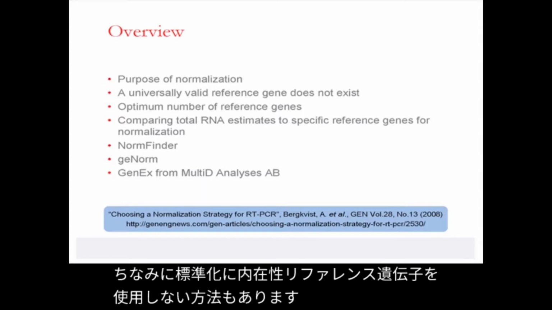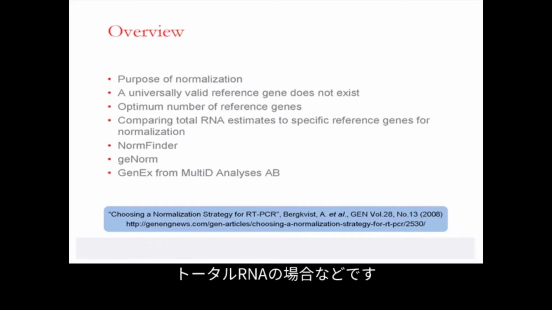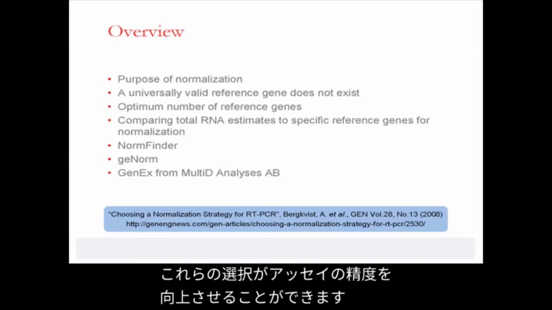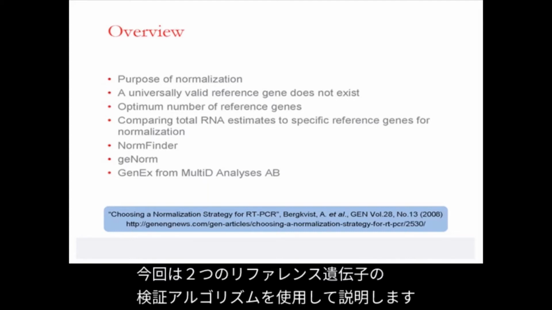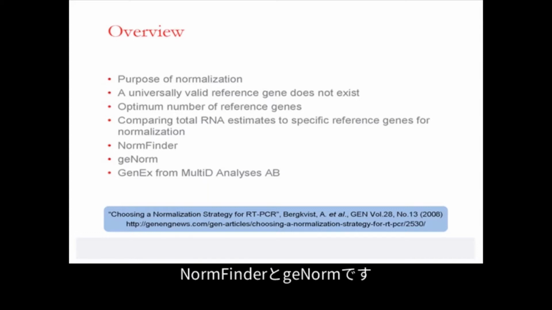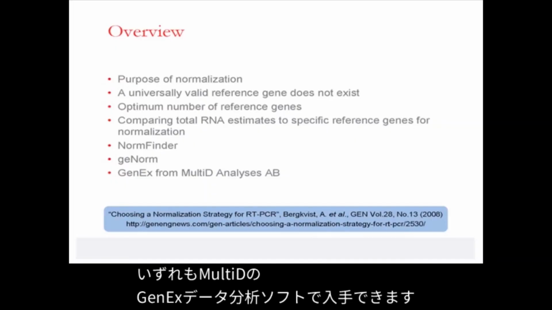In passing, we would also like to mention that there are alternatives to using endogenous reference genes for normalization, including using estimates of total RNA. Depending on the specifics of your particular assay, this or other alternatives may be competitive options to improve assay precision. For this presentation, we will use two different reference gene validation algorithms, NormFinder and Genorm. Both of these are available in the GeneX data analysis software from Multidig.